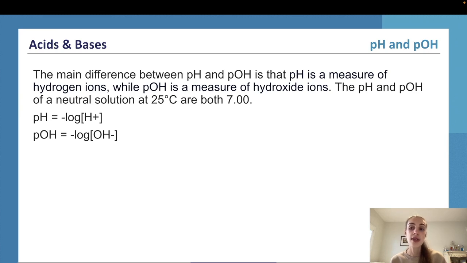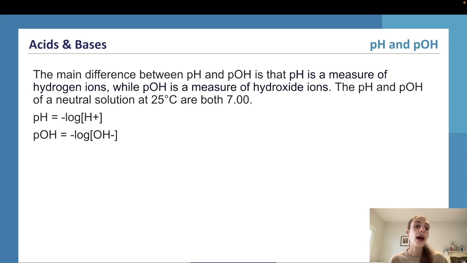And so the pH and the pOH of a neutral solution at 25 degrees Celsius are both going to be 7. However, it's important to note that these two are the inverse of each other. So a pH of 0 is going to be very acidic, whilst a pH of 14 will be very basic, compared with pOH, where a pOH of 0 is going to be very basic, whilst a pOH of 14 is going to be very acidic.